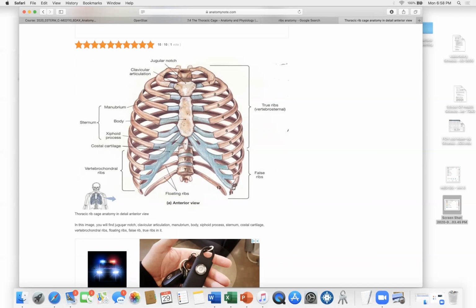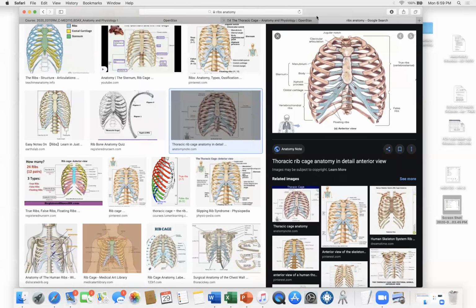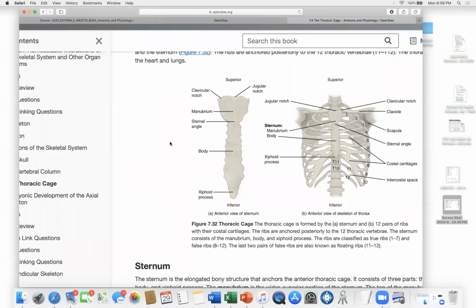Now, 8, 9, and 10 are called false ribs because they connect into the cartilage of rib 7. Your 2 floating ribs, which are designed to protect the inferior poles of both your kidneys, are ribs 11 and 12. So to recap, true ribs, 1 through 7; false ribs, 8, 9, 10; floating ribs, 11 and 12. Okay? And I don't know why they didn't have that picture. I guess they probably had it in the explanation portion.